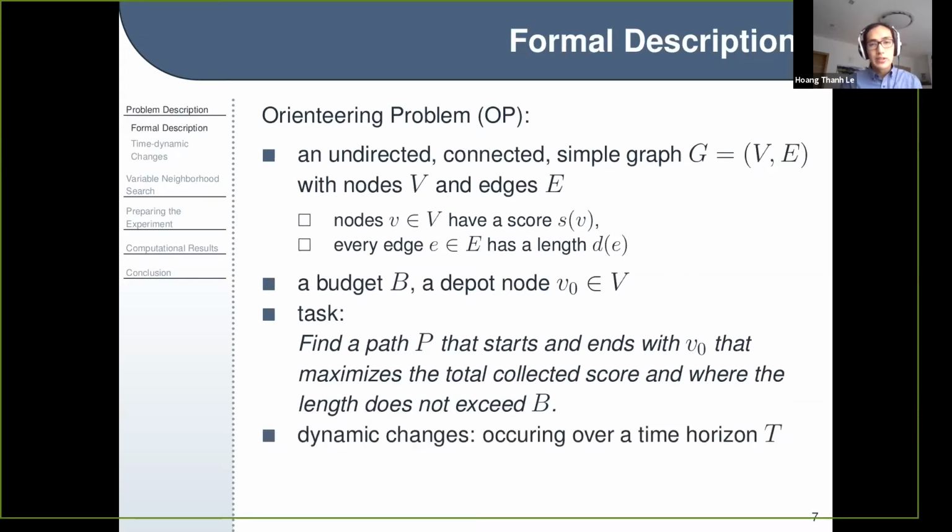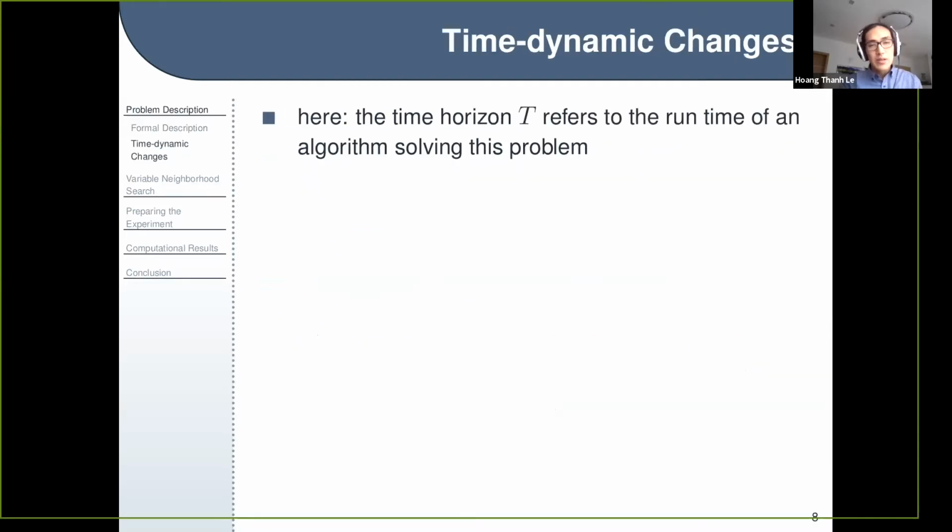As mentioned before, we consider a dynamic case. So we have dynamic changes that occur over a time horizon t. Here, we restricted ourselves to the case where only the nodes change their score. This case has the property that a valid solution cannot become invalid over time. It should be noted that here the time horizon t refers to the runtime of an algorithm solving this problem. So while an algorithm is running, it is possible that the problem changes so that it has to adapt to these changes. This is to be distinguished from the time at which a node is reached, as there are some works that use the latter definition for time.